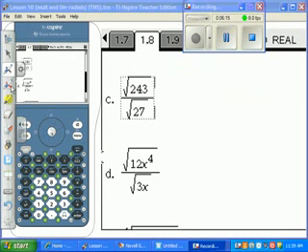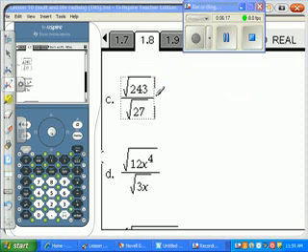Okay, let's talk. This one should have been easy, right? Square root of 243 divided by square root of 27. 9. Square root of 9. What's the square root of 9? 3.